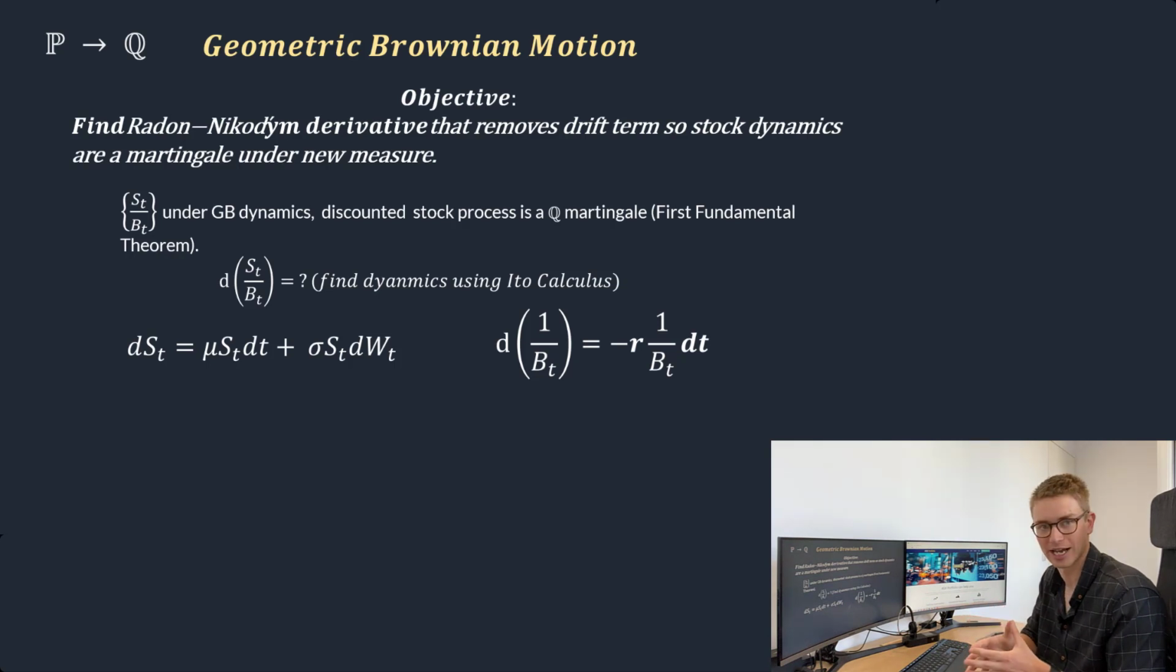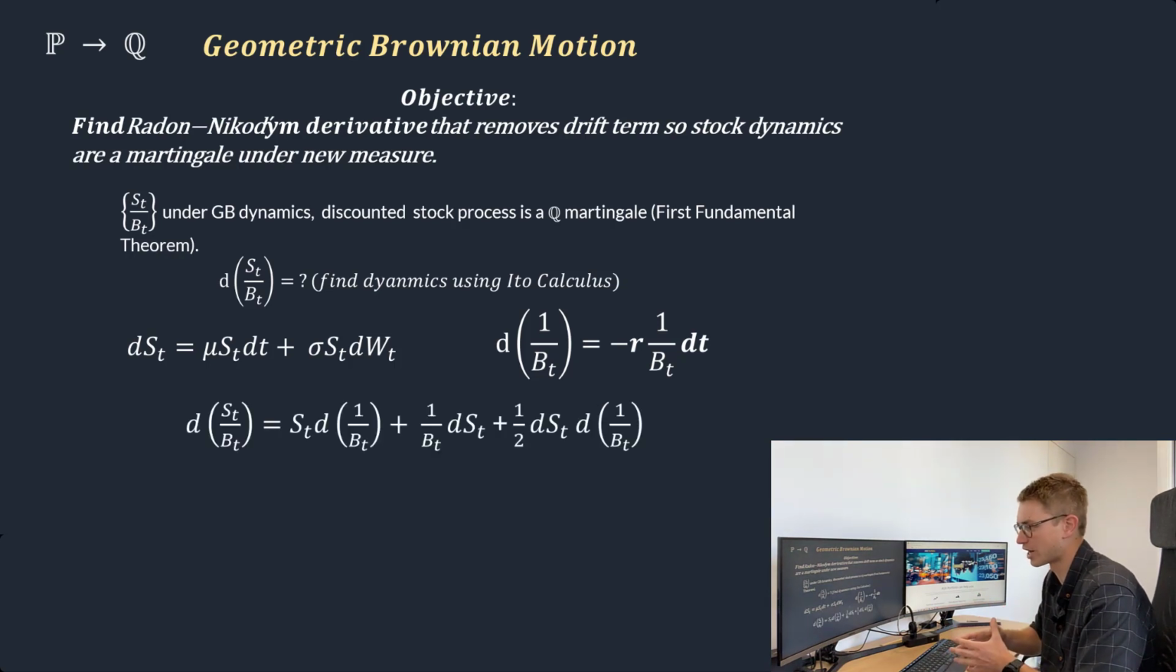Now we're going to use Ito calculus, which, remember, we can use if we're looking at the dynamics of different SDEs combined together. That's what Ito calculus is there for. So let's take a look. Our new dynamics are, just using Ito calculus, ST times the dynamics of 1 over BT, plus 1 over BT times the dynamics of ST, plus a half. Just remember the Taylor expansion formula there, of the dynamics of ST over the dynamics of 1 over BT.